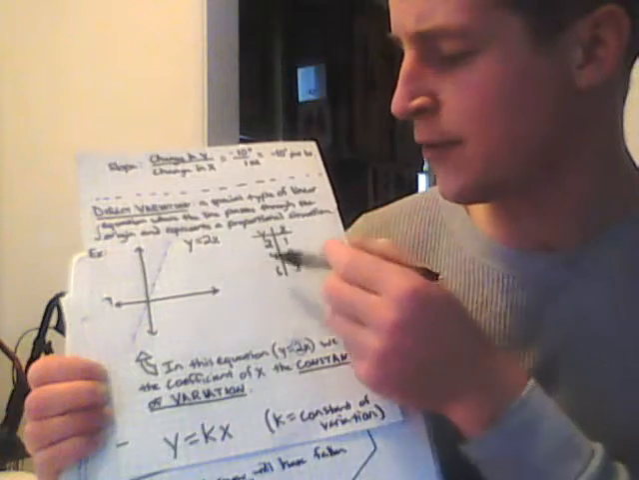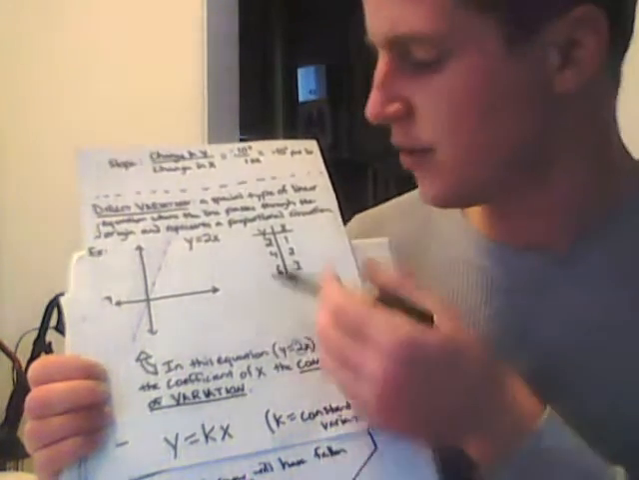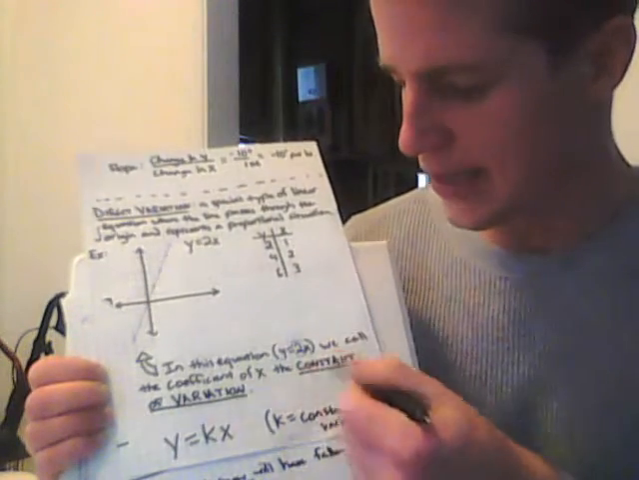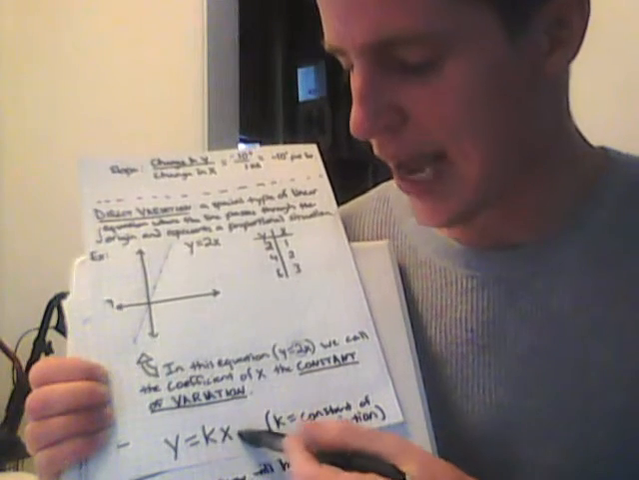x differed from y basically by doubling it. So when x was 2, y doubled it. When x was 3, y doubled it. That's the constant of variation. And we call this y equals kx.